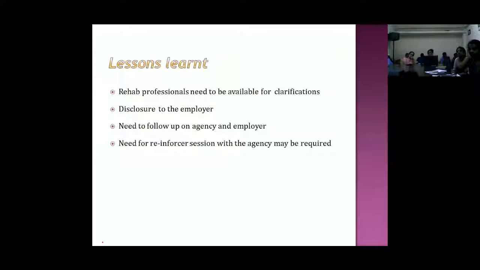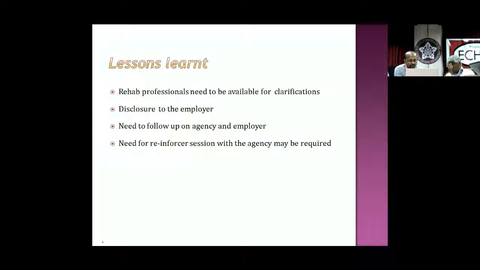The lessons learned from these experiences are: it is possible to liaise with an employment agency dealing with the disabled for employment of mentally ill clients. However, therapists need to be available to the recruitment agencies or the employer for any clarification. There must be regular follow-up with the agency and employer.